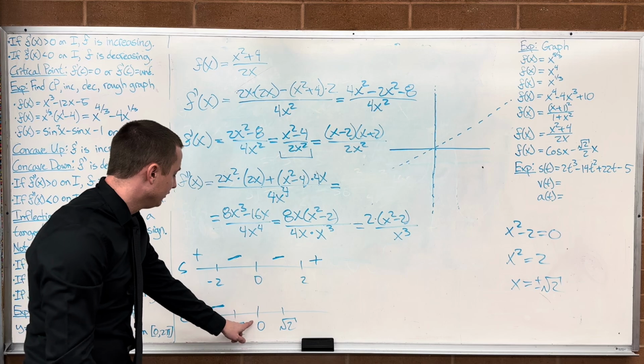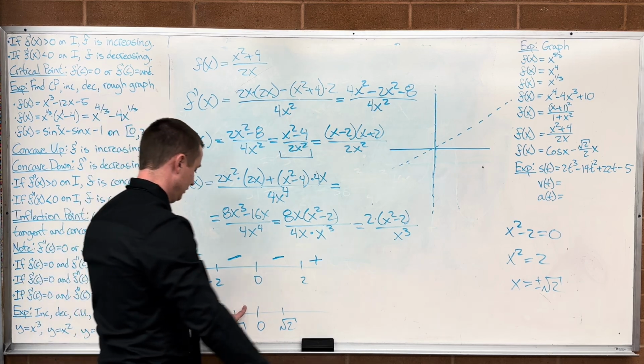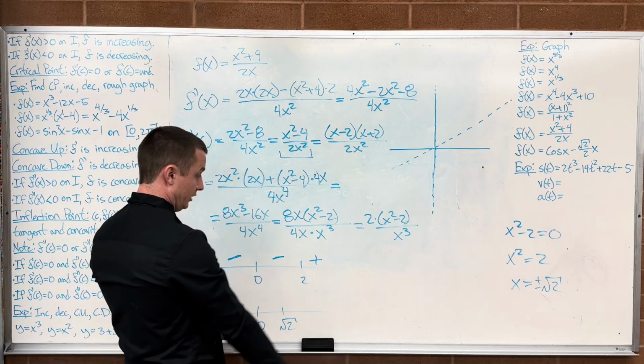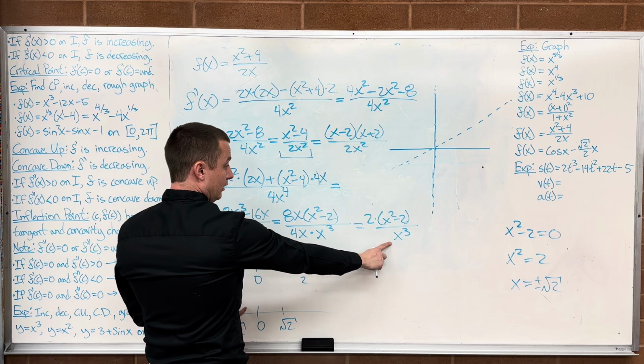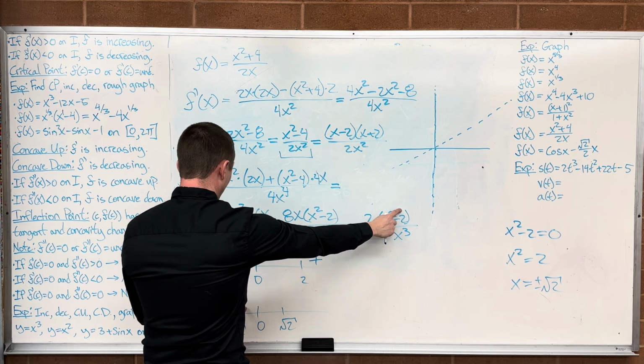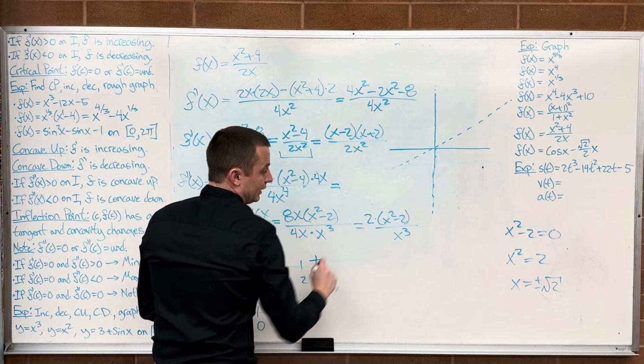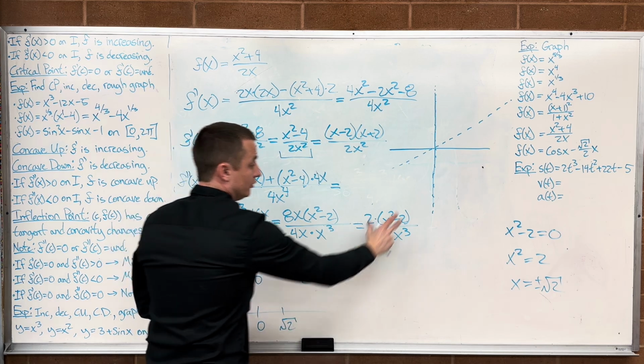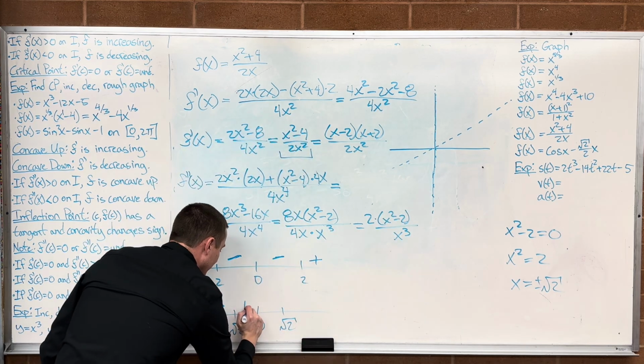Plug in something between 0 and square root of 2, but still a negative number. So this will be negative. This will be positive minus something smaller than 2, minus 2 will be negative. So negative over negative will be positive.